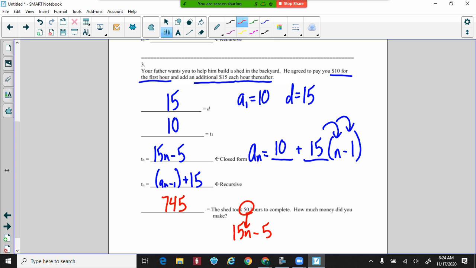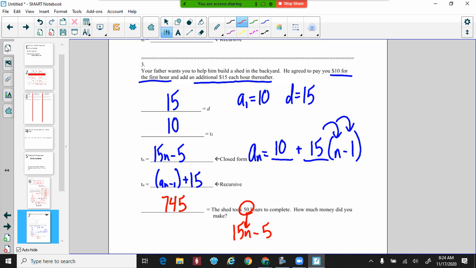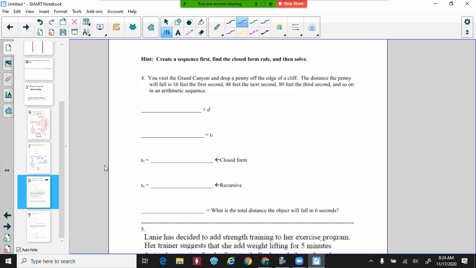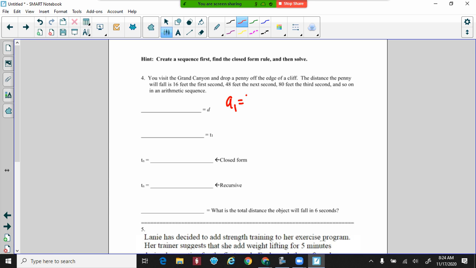All right, let's keep going here. Now we're just going to skip around a little bit just because I want to. There we go. All right, question number 4. It says you visit the Grand Canyon and drop a penny off the edge of a cliff. The distance the penny will fall is 16 feet the first second. So A of 1 is 16.